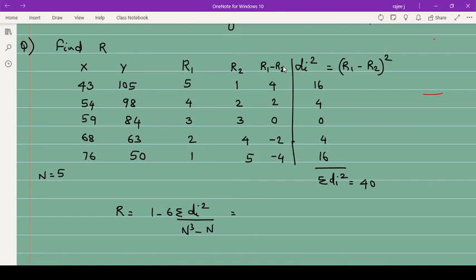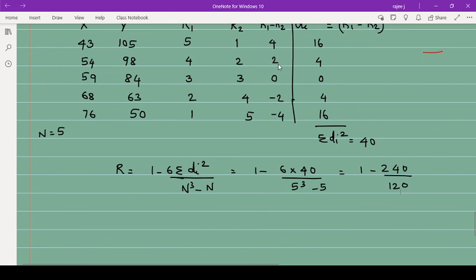Okay. So this is equal to 1 minus 6 into, now here you have to be very careful, that this n cube minus n is just for this part, not for this. Normally students do it like this, and it is wrong. So 1 minus 6 into summation di square, which is 40, divided by 5 cube minus 5. So that is 1 minus 240 divided by 125 minus 5, so that is 120. So this is equal to 1 minus 240 by 120 is 2. So this is minus 1.